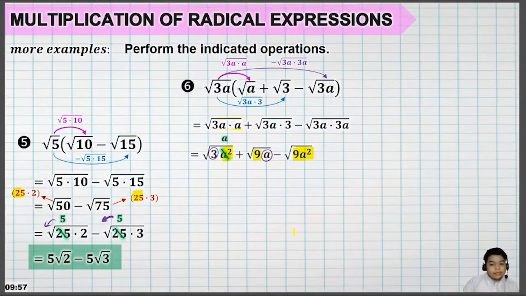Square root ni a squared is a. Square root ni 9 ay 3. And square root ni 9a squared is 3a. Kasi ang square root ni 9 ay 3. Ang square root ni a squared ay a. Kaya 3a yung square root ni 9a squared.